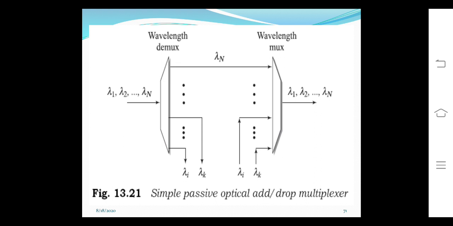This diagram shows a simple passive optical add drop multiplexer. We can see here the input to this demultiplexer are lambda 1 to lambda n, that many wavelengths we are using, and randomly we can see lambda i and k are dropped, some values, maybe 42 or 43, randomly dropped. All the other wavelengths will be routed on the usual route. And if you need to add some other wavelengths, yes, it can be added also. So both adding and dropping of wavelengths can be done in between the multiplexing and demultiplexing, and the remaining signals will be traveling.